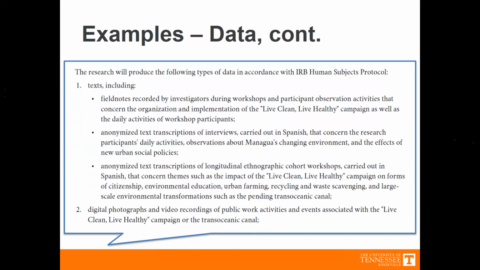And then it goes into more detail on the different types of textual data. There'll be field notes and anonymized text transcriptions, and then the digital and video recordings of public work activities. So that talks about the different types. One thing it does not get into, though, it should have probably gotten into how much of these different types of data they plan to collect, and in what file types they would collect them as well.